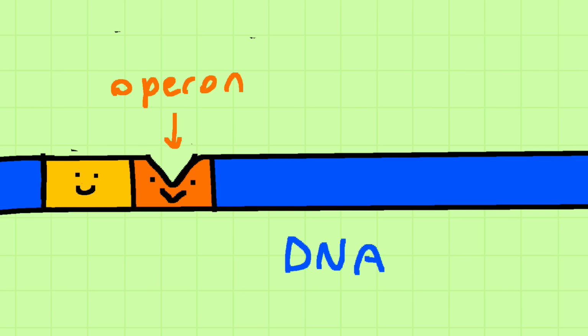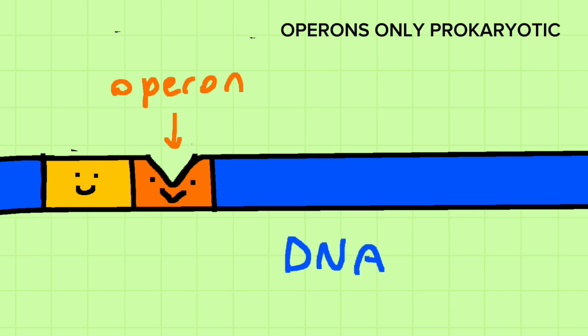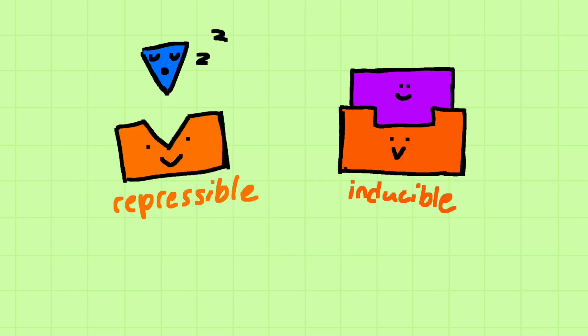So, as a solution, we have things called operons on different genes. Note that operons are only for prokaryotes, but both eukaryotes and prokaryotes have promoters. Operons are essentially a sequence of bases that come after the promoter. There are two different types of operons, a repressible operon and an inducible operon.